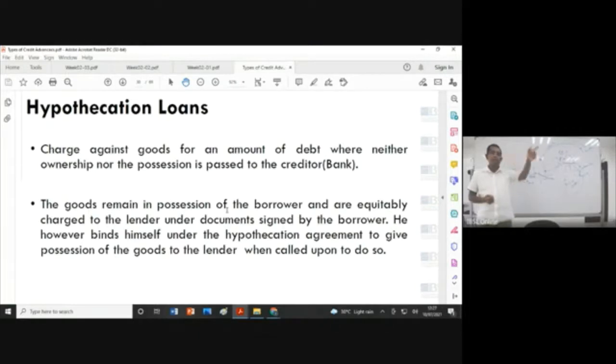Money should go to the buyer. All documents should be signed, each disbursement like that. Therefore, we don't use it. But hypothecation loan means we are giving out money, goods are with the customer, ownership is with the customer, but if he defaults, we can call for the goods and they are bound to give them. The goods remain in possession of the borrower and are equitably charged to the lender under a document signed by the borrower. He, however, binds himself under the hypothecation agreement to give possession of the goods to the lender when called upon to do so.